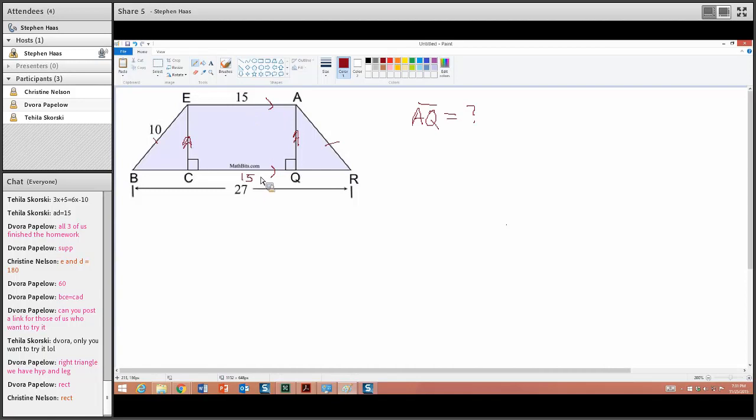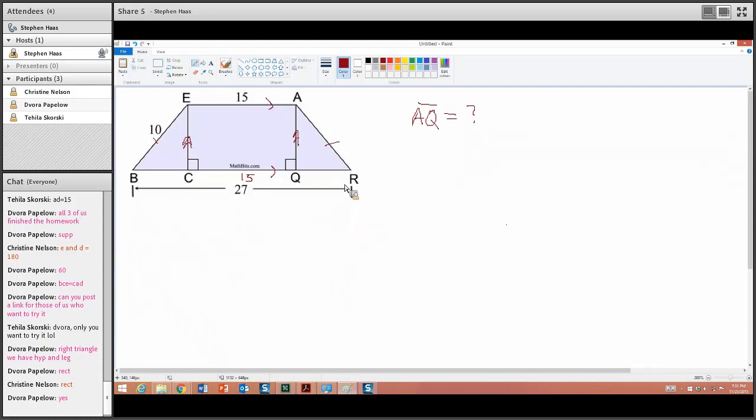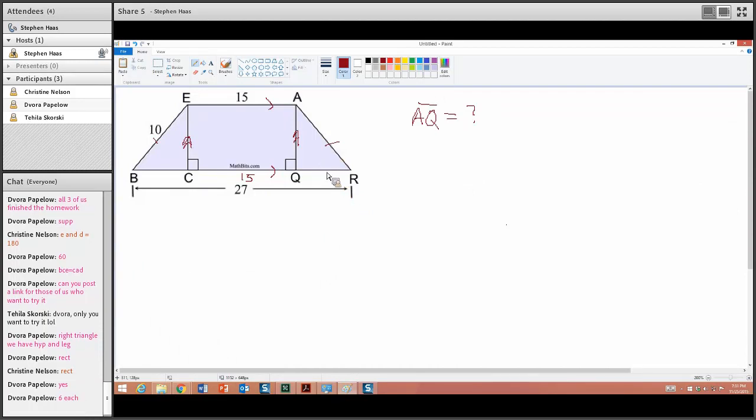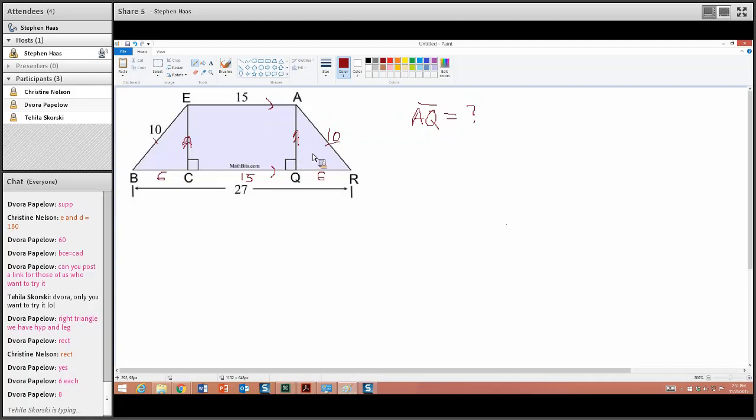Now, if this has to be 15, does that also tell you what BC and QR are? The answer is yes. They have to be half of whatever's remaining. So 27 minus 15 is 12, which means this side has to be 6, and this side has to be 6. Because AR is equal to BE, because it's an isosceles trapezoid, AR has to be 10. So if AR is 10 and QR is 6, what's AQ? Now you can use the Pythagorean theorem, but yeah, it's 8.